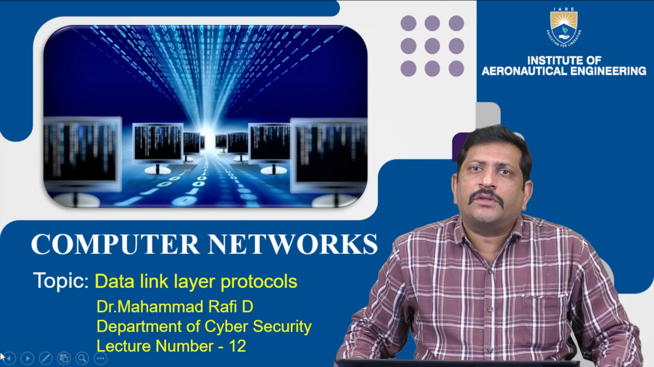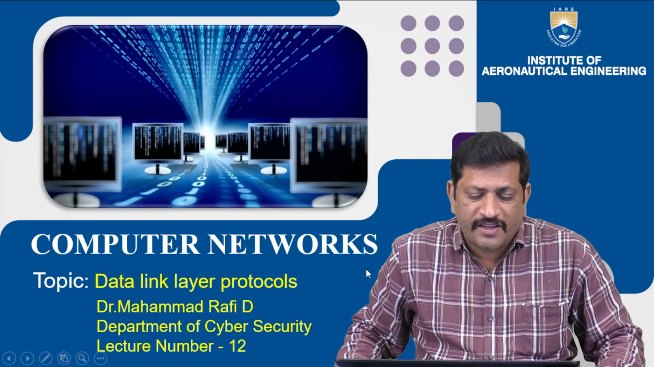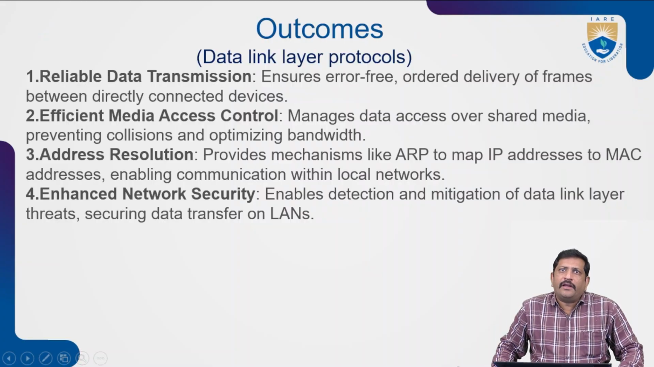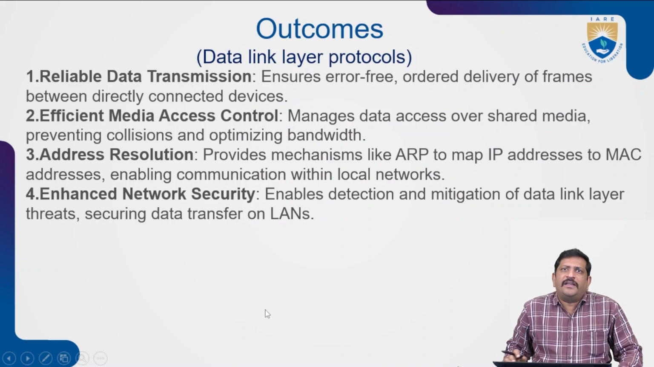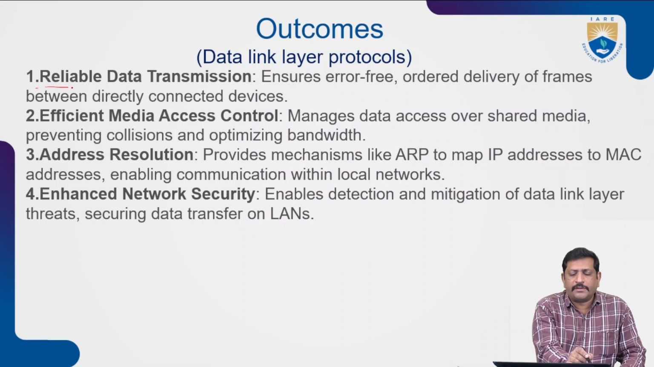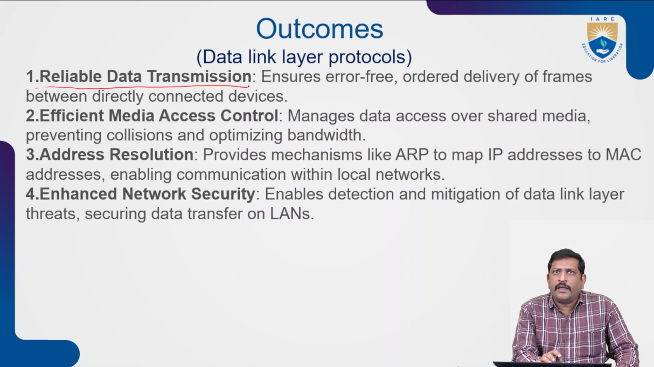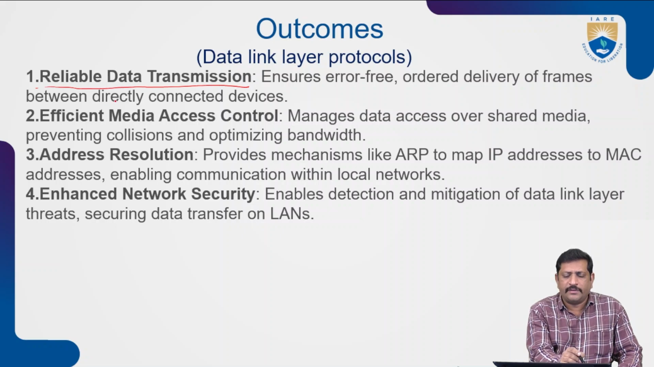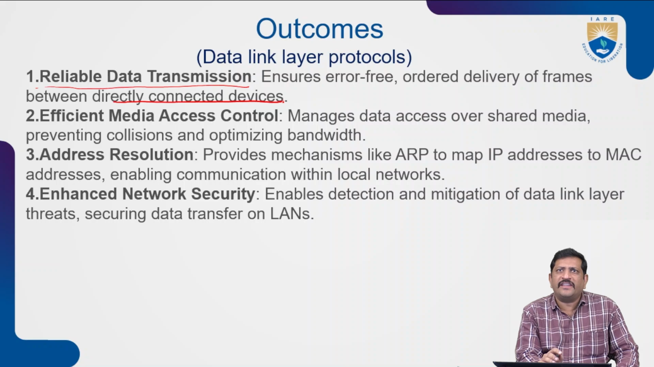Today I want to discuss the computer network subject, in which the topic is data link layer protocols. Here are the outcomes of the data link layer protocols. The first outcome is reliable data transmission. With the help of this data link protocol, the transmission between the two devices can be made very reliable. It ensures error-free, ordered delivery of frames between directly connected devices. That means in these devices, data transmission should be very reliable.